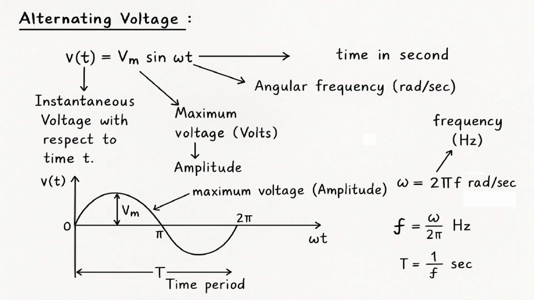Inside the sine function, we have two more terms multiplied together. The first one is the curvy W symbol. This is the Greek letter omega. Omega represents the angular frequency. This might sound complicated, but the idea is simple. It's a measure of how fast the voltage is cycling.